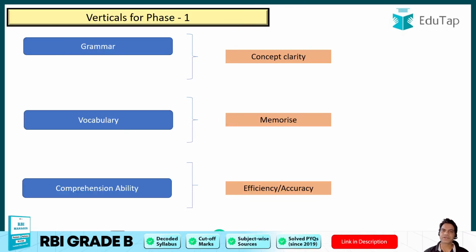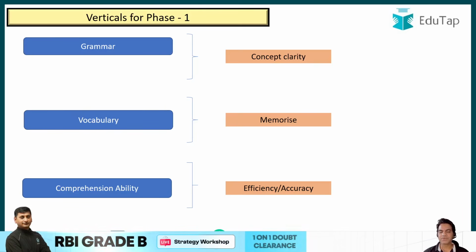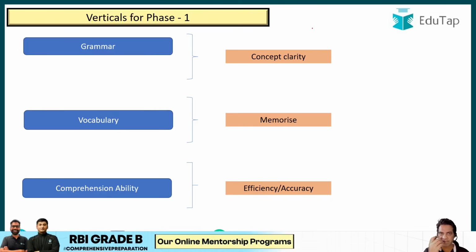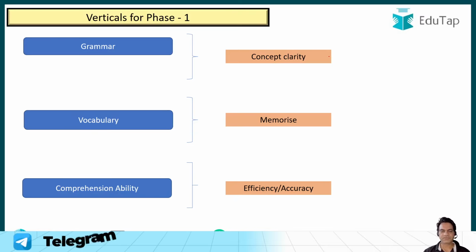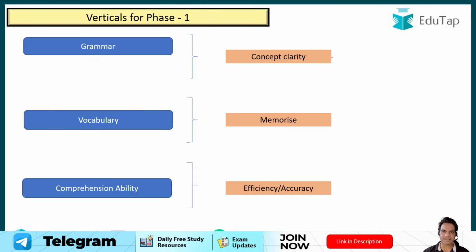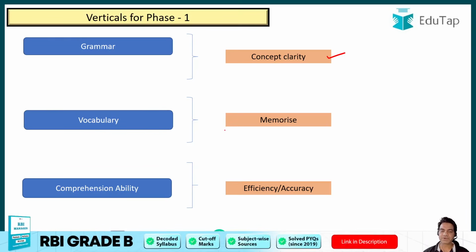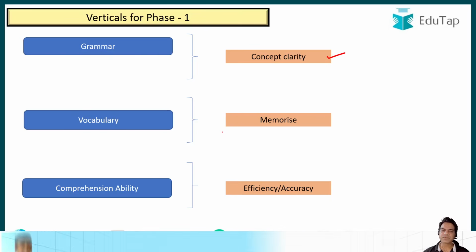Now guys, what are the different verticals that you will be tested upon? So guys, you will be tested upon three different verticals in English language, namely grammar, vocabulary, and comprehension. Now in your grammar part, you will be asked questions based on error detection, sentence improvement, or sometimes they ask you if the sentence is contextually and grammatically correct or not. So in such questions, your concept clarity is tested. They want to see if you understand all the concepts of grammar well or not.